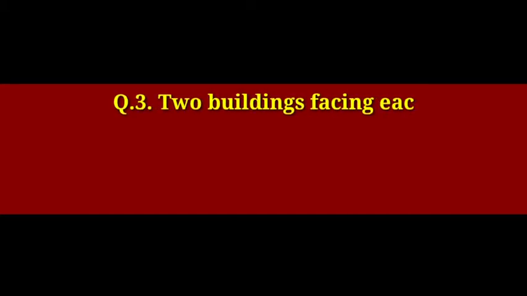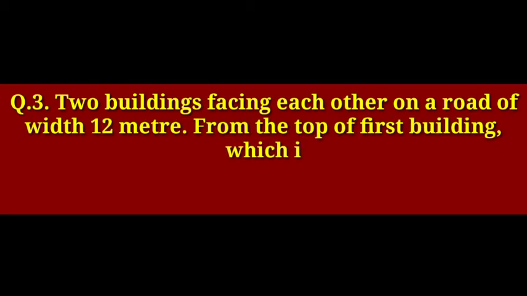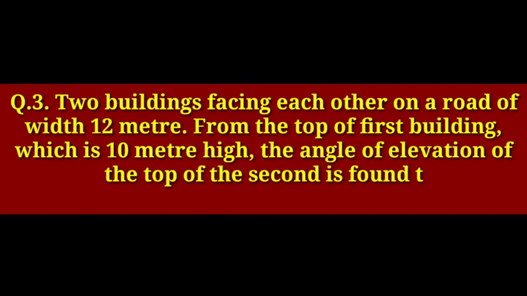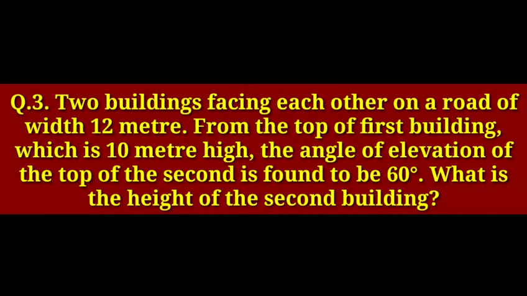Let's take another example. Two buildings are facing each other on a road of width 12 meter. From the top of the first building, which is 10 meter high, the angle of elevation of the top of the second is found to be 60 degree. What is the height of the second building?